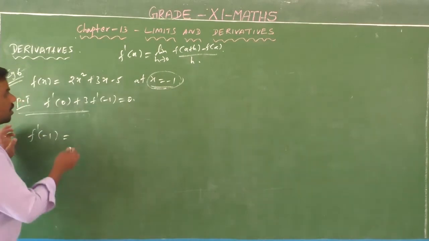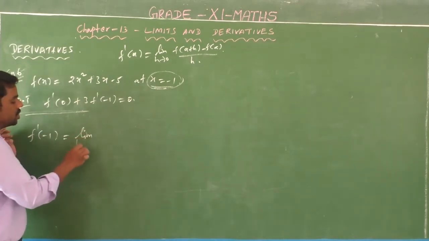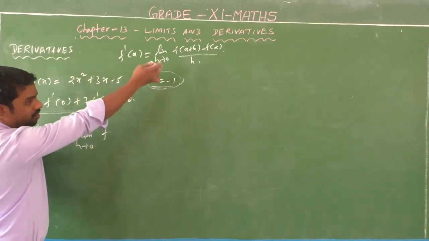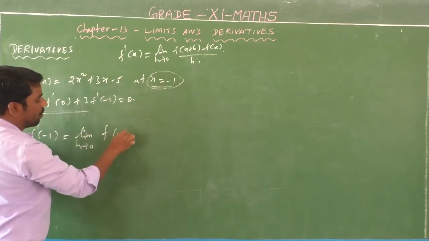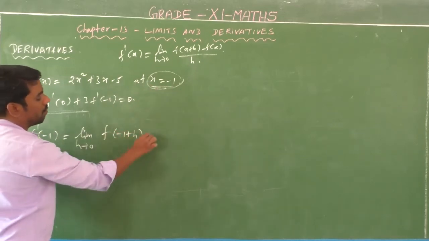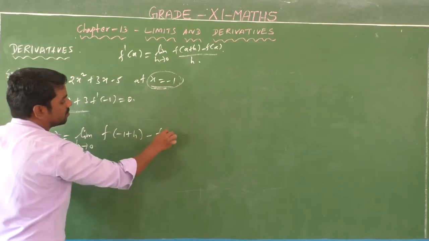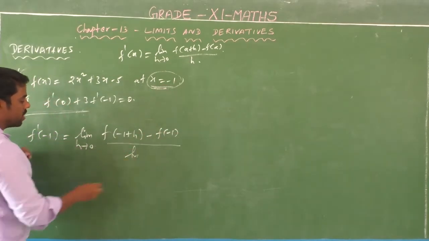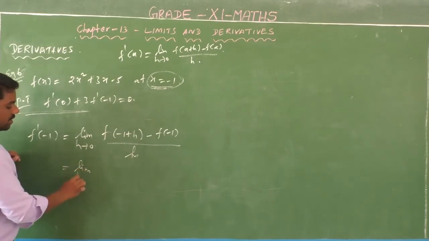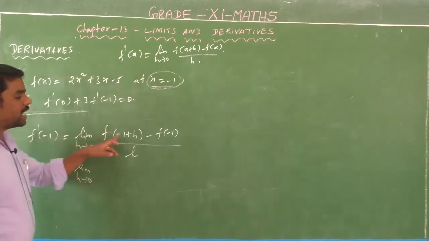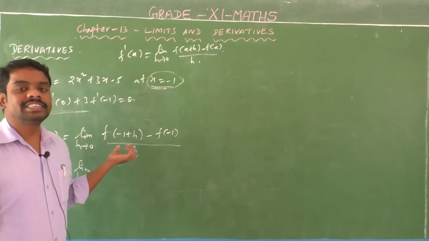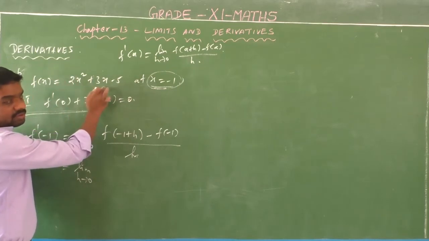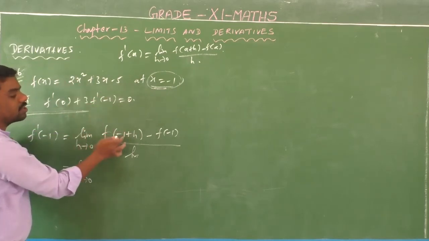Right, listen. So limit h tends to 0, f of a plus h formula. So a is equal to minus 1: f of minus 1 plus h minus f of minus 1, divided by h. So x is replaced by minus 1 plus h. Here the function is 2x squared plus 3x minus 5. So substitute this value, x equal to minus 1 plus h.